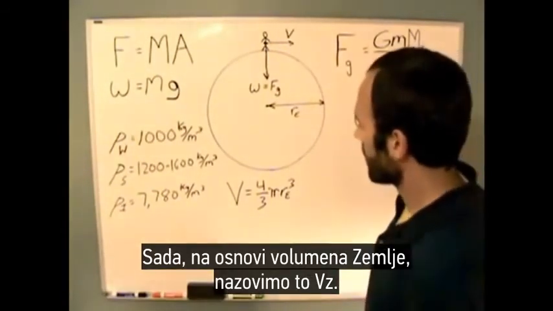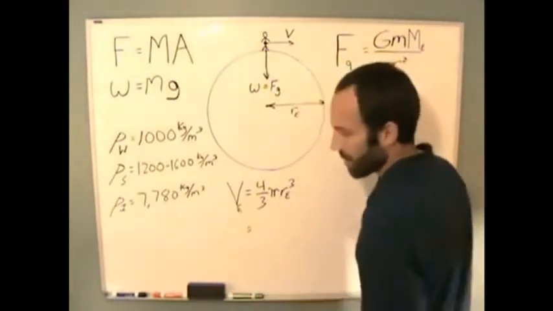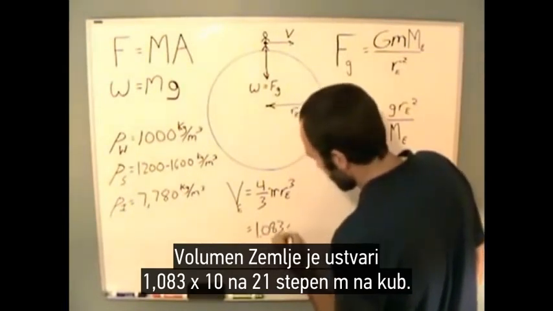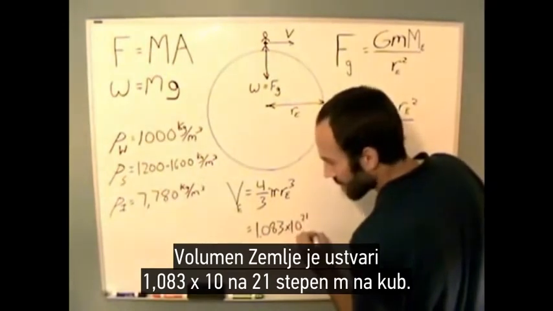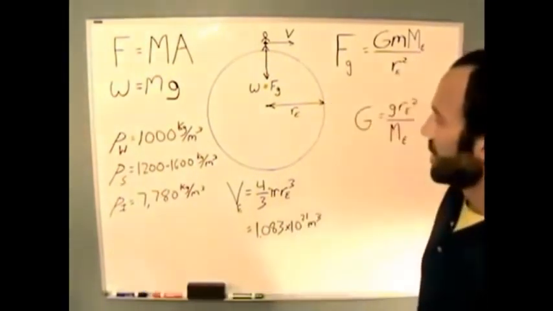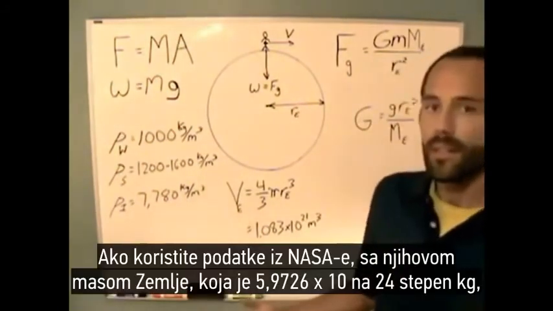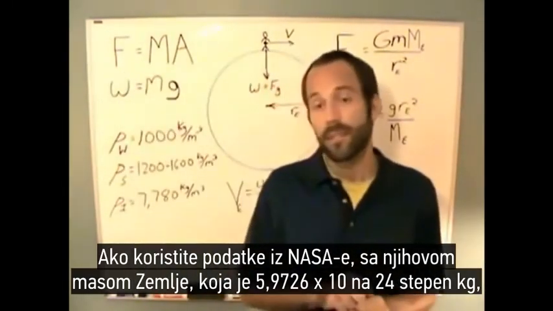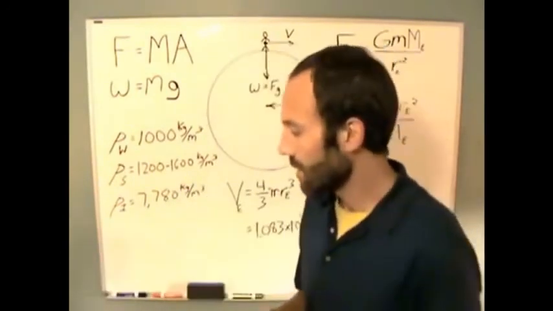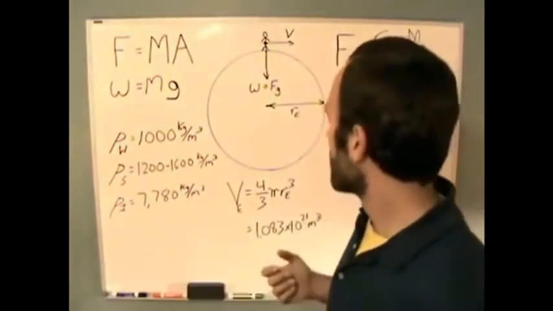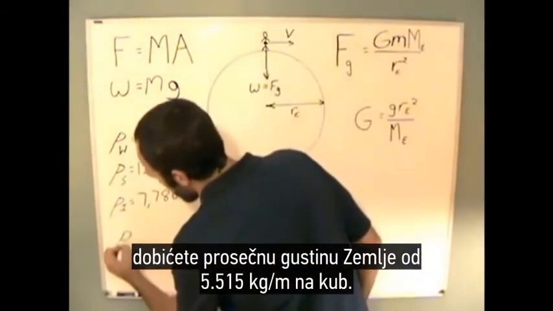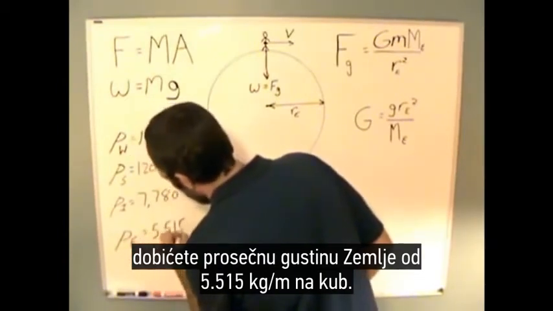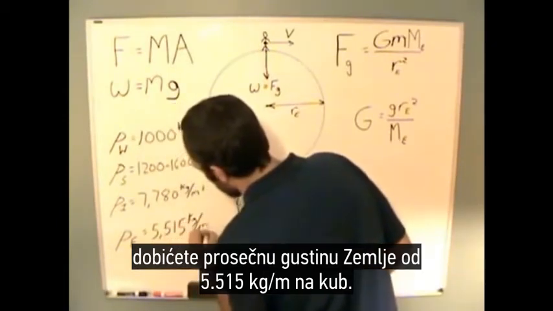Now, based on the volume of Earth, let's call that VE, the volume of Earth is actually 1.083 times 10 to the 21 meters cubed, okay? If you use NASA's fact sheet with their mass of Earth, which is 5.9726 times 10 to the 24th kilograms, and you divide that by the volume of Earth, you will get an average density of Earth, I'm going to call that rho E over here, of 5,515 kilograms per meter cubed.